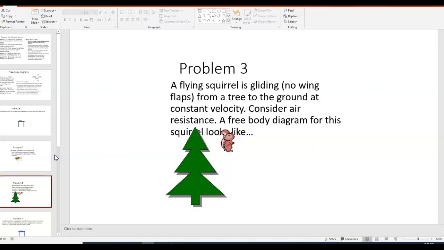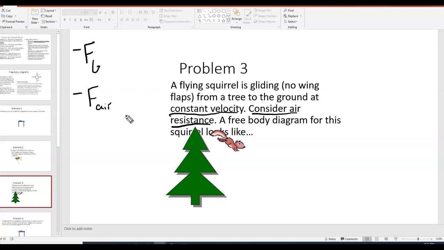Okay, example 3. This one is kind of interesting, and this one is actually going to involve a force we haven't talked about. It says a flying squirrel is gliding from a tree to the ground at constant velocity. Consider air resistance. Okay, right off the bat, that means we cannot ignore air resistance. In fact, they're probably telling us, hey, there's going to be air resistance. Now, at this point, you should be saying, wait, air resistance, that's not one of the forces you talked about before, and you would be correct. Okay, so watch what I'm going to do. I definitely have force of gravity acting on the squirrel, and then I'm just going to write F air, for air resistance.